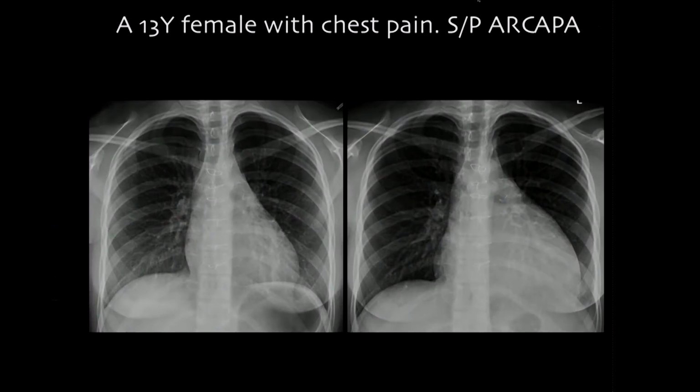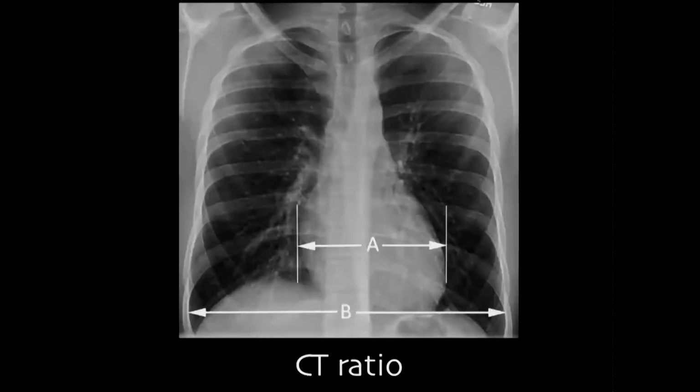13-year-old female with chest pain and ARCAPA. So this is the post-op already. Surgery was done, and then all of a sudden the heart is this big. What is the differential diagnosis then? So rapid enlargement without any obvious signs of heart failure, pericardial effusion is the likely diagnosis. Okay. So now I'm showing the chest radiograph of CT ratio, so you know how to measure it.